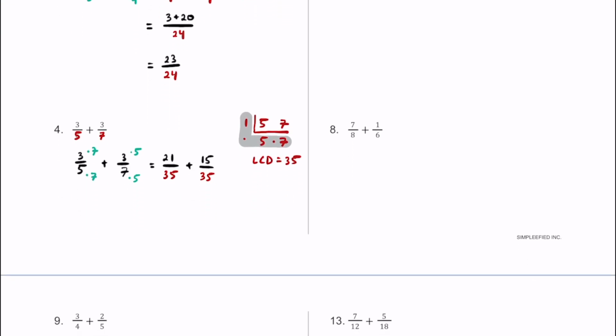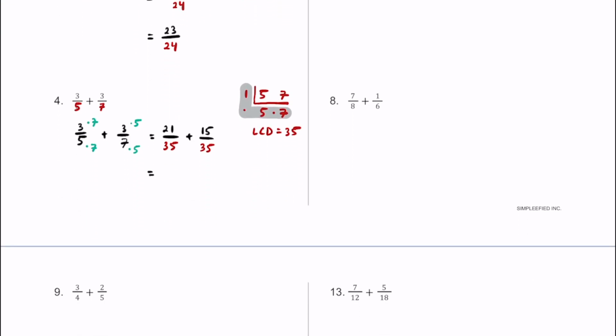Now that we have these common denominators, we can go ahead and add these fractions. So we have denominator of 35, and on top we have 21 added with 15. 21 plus 15 is going to be 36. So we're going to have 36 over 35, which can't be simplified, but as a mixed number, you can say this is 1 and 1/35 if you wanted to write it as a mixed number instead.